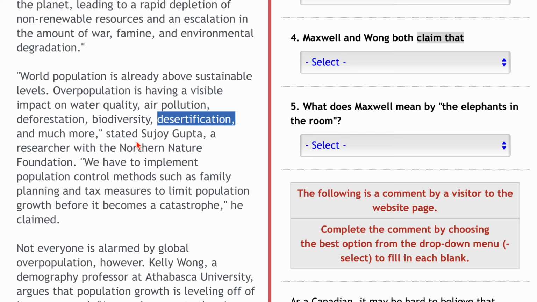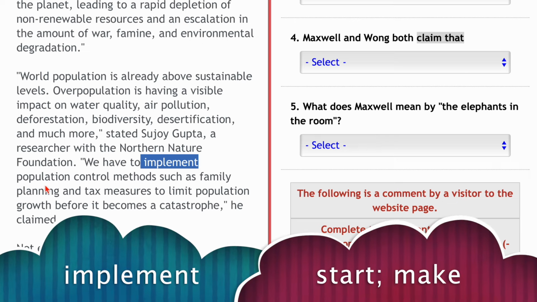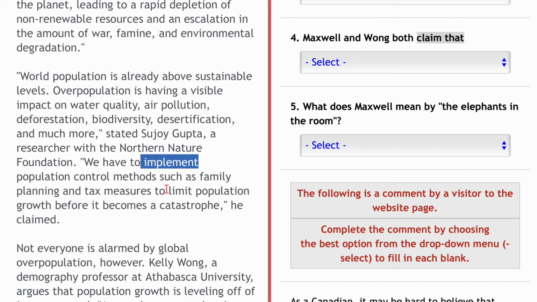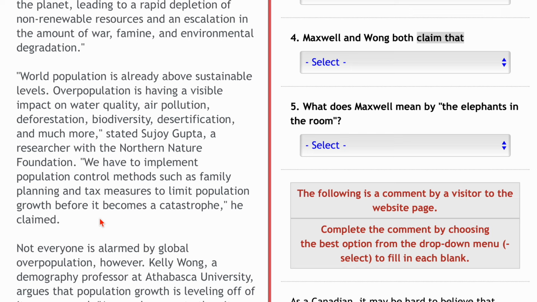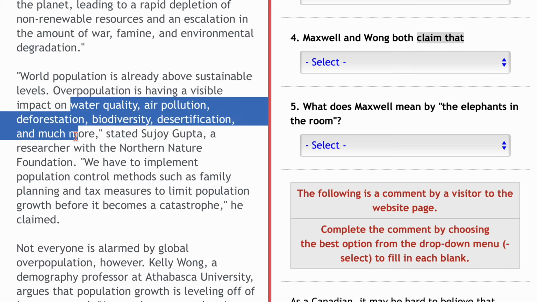Okay, so Gupta is saying that overpopulation is having a negative effect already. We have to implement, start, produce population control methods such as family planning and tax measures to control population growth before it becomes a catastrophe, he claimed. So Gupta's view, it's pretty negative, okay? Gupta says he is a researcher. He claims that we have already seen some negative population growth effects, particularly in the environmental area. Okay?